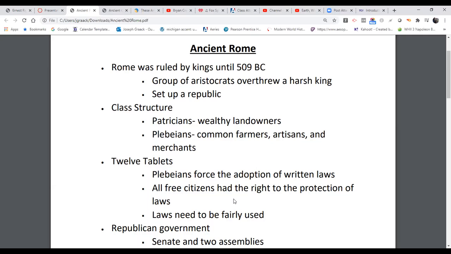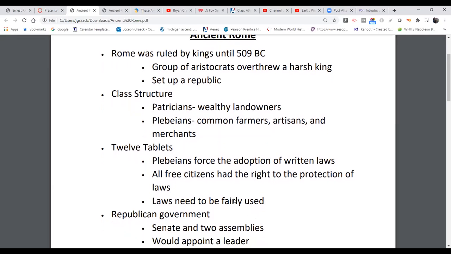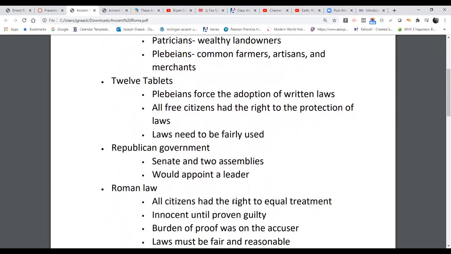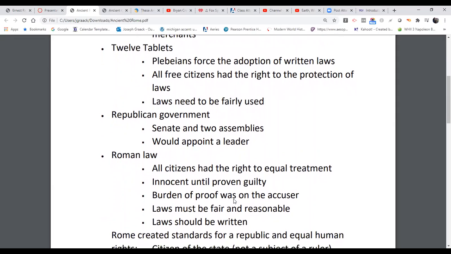When you write down laws, it also makes it so that all free citizens are treated fairly under the same laws and that they are known ahead of time. So all free citizens had the right to the protection of the law. All people knew ahead of time. All laws were to be fairly used. As I said, this Republican form of government, similar to what we have today, had a Senate and two assemblies in Rome, and each would appoint a leader.